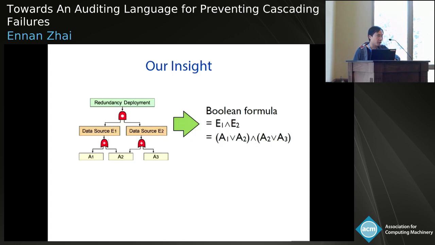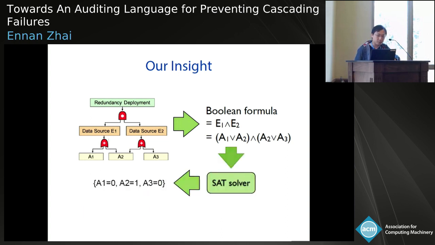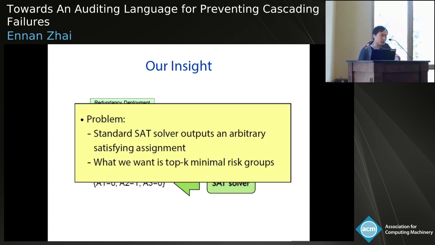And how do we do this? Our key insight is to transform the fault graph into a Boolean expression, and extracting risk groups can be reduced to the problem of extracting a satisfying assignment from a Boolean expression, and all the leaf nodes in the fault graph can be looked at as the Boolean variables in the Boolean expression. So we can put the Boolean expression in the SAT solver and get what we want. But unfortunately, this world is not so lucky, and a standard SAT solver can only output an arbitrary satisfying assignment, and what we want is to get the top K critical risk groups.